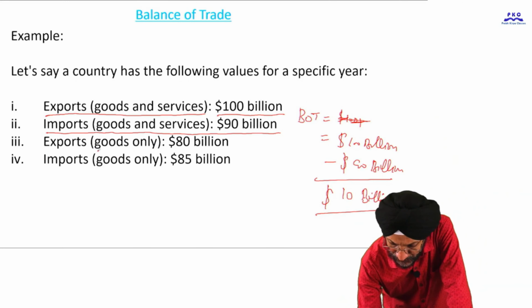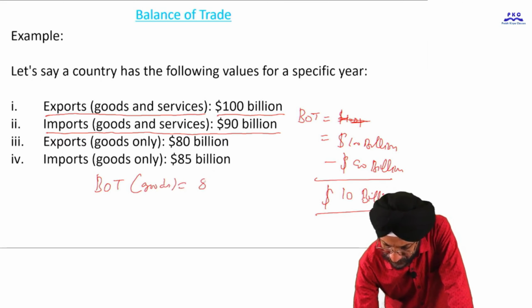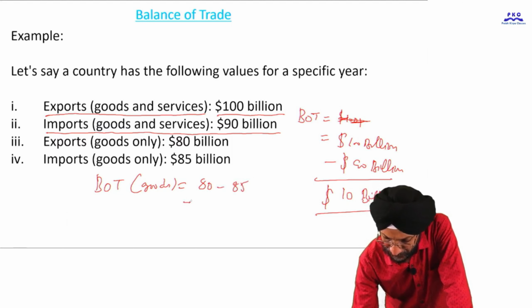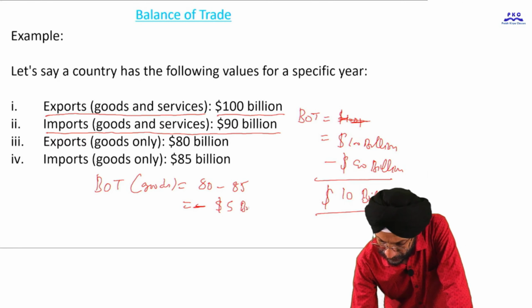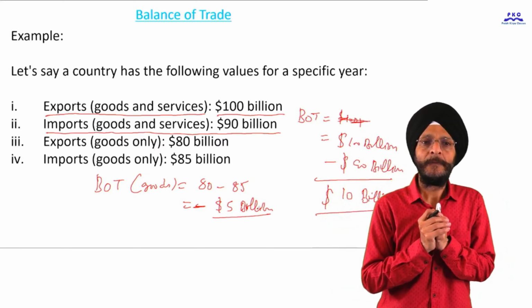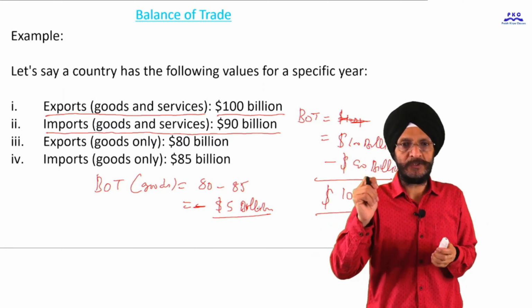If we take only export of goods, here it is only BOT goods. Here exports are 80. What is import? 85. Then what is the balance? It is minus 5 billion. Here it is deficit balance of trade because imports are more than exports.